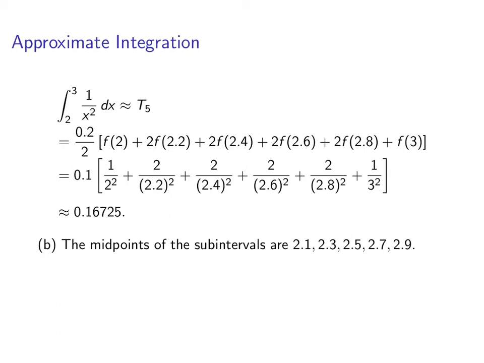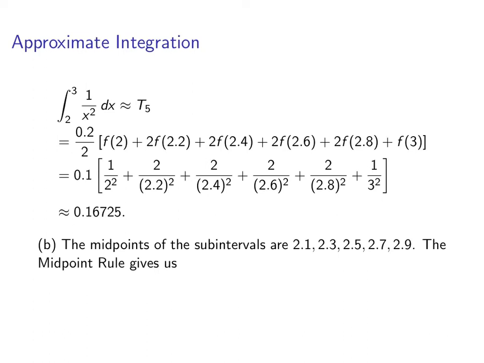Now when we do the midpoint rule, first we need to know the midpoints of the subintervals. So for instance, the first subinterval goes from 2 to 2.2, so the midpoint of that is 2.1. And then we can move along to find all the midpoints.